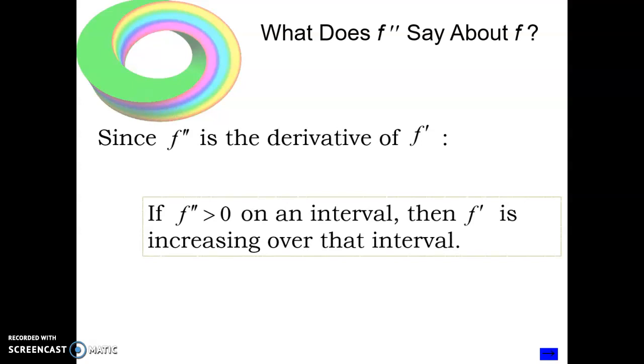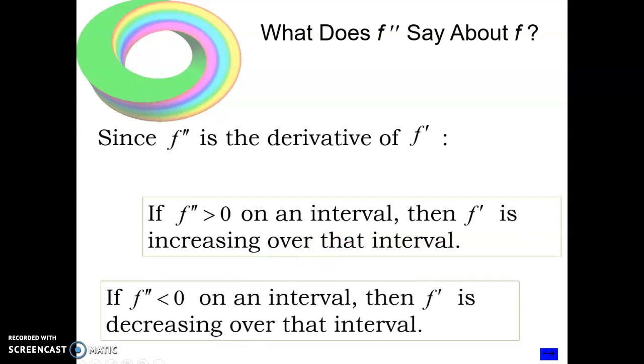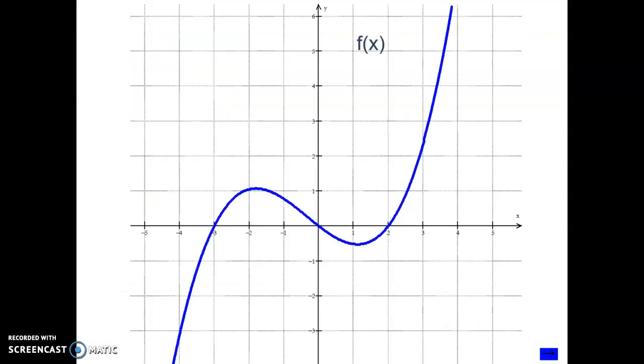Since the second derivative is the derivative of the first derivative, we can use that same idea: when a derivative is positive, then the function is increasing. So if the second derivative is positive on an interval, then the derivative function must be increasing on that interval. And if the second derivative on an interval is negative, then we know the derivative curve must be going down, or decreasing, over that interval.